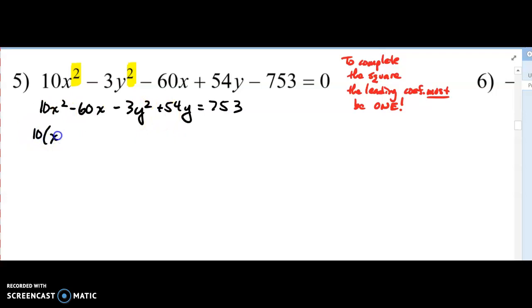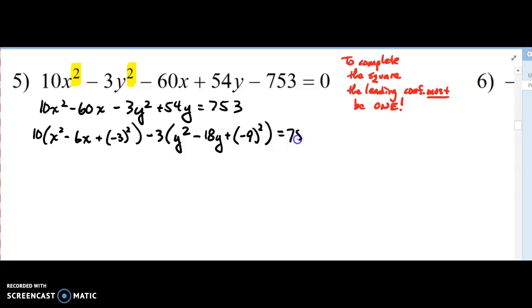So I've got 10 times x squared minus 6x. Then I'm going to take half of that negative 6, so plus negative 3 squared. Okay, I took half of negative 6 and got negative 3. Over here, I'm going to factor out a negative 3. So minus 3 times y squared. Now this is going to change to negative, so that's minus 18y plus, I'm going to take half of negative 18, so that's negative 9 squared equals 753.